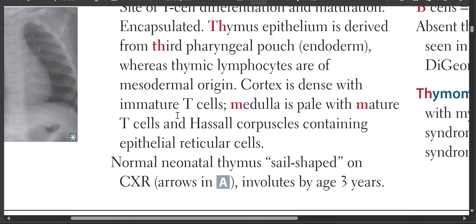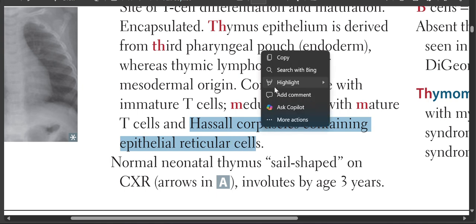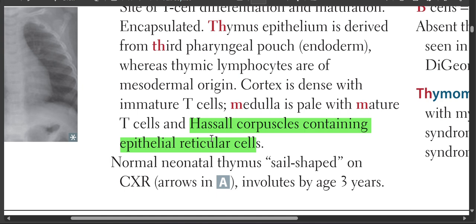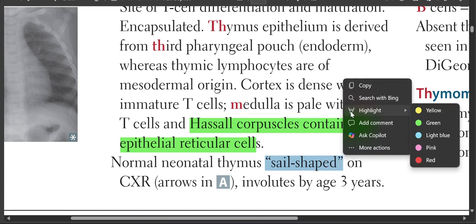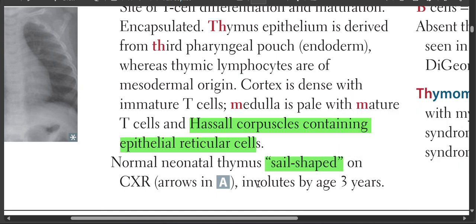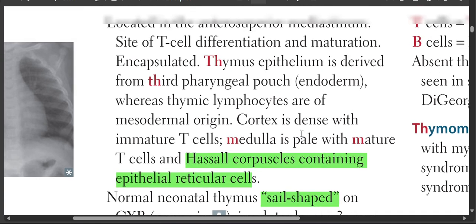Now this is one thing that you do need to remember, that the thymus contains Hassall's corpuscles, which basically contain epithelial reticular cells. It's just a fact that you need to remember. There's not a lot of logic behind it. Along with that, this is also a buzzword you should remember: on a chest x-ray, the thymus looks like a snail shaped finding.